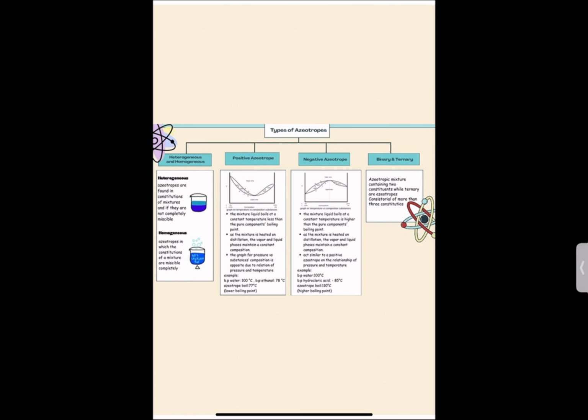Another kind of azeotrope is a homogeneous azeotrope, where the constituents of a mixture are completely miscible. For example, if we boil a mixture of 60% ethanol with water, we will get a vapor of 60% ethanol with water. This azeotrope will also be homogeneous as alcohols and water are miscible.